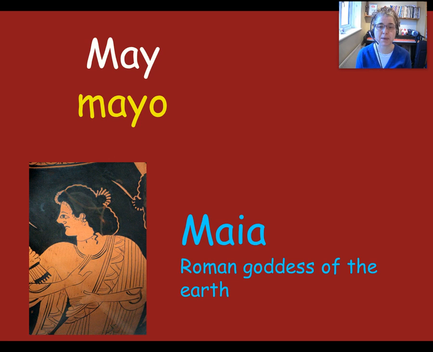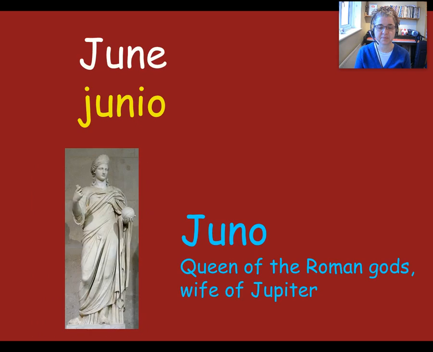The next one, May or Mayo, is named after Maya, who was the Roman goddess of the earth. And June, or Junio, is another one named after a Roman goddess, this time named after Juno. And Juno was the queen of all the Roman gods, and she was actually the wife of Jupiter, who was the king of all the Roman gods.